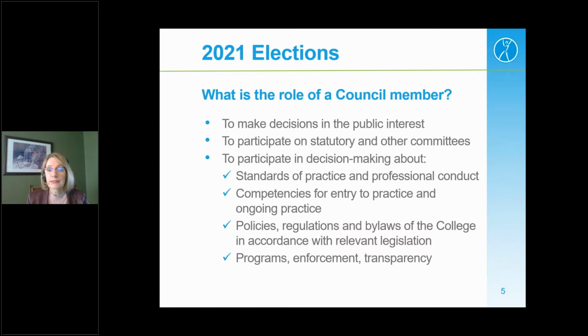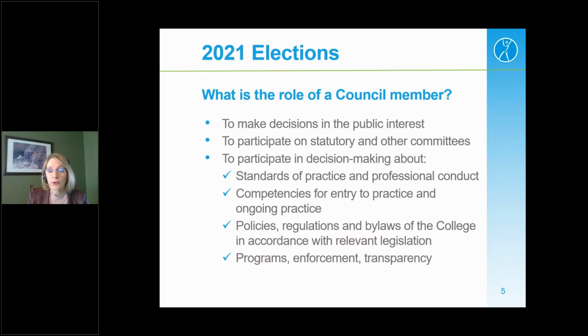The council makes decisions about what the standards of practice for the profession are, what the expected professional conduct is for occupational therapists, and when we would intervene. What are the competencies to become an occupational therapist, and while you're an occupational therapist? What are the policies, regulations, and bylaws that the college needs to have and keep up to date that also align with our legislation, which would be the Regulated Health Professions Act, as well as the Occupational Therapy Act.